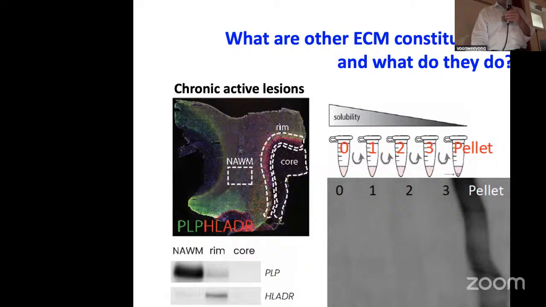this particular ECM that is more focused on the rim and a little bit in the core, but not in the normal appearing white matter. So these are the candidates that we are chasing after to try to look for new ECM that have not yet been researched in the central nervous system and that may have very important functions. So this is in progress.